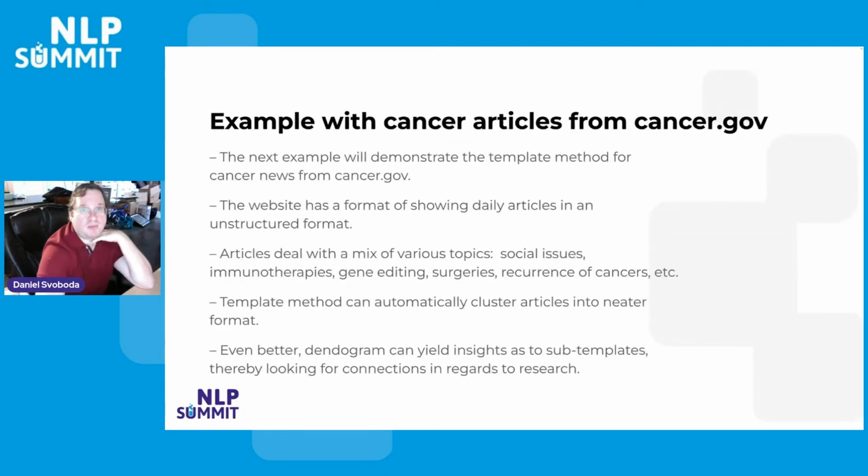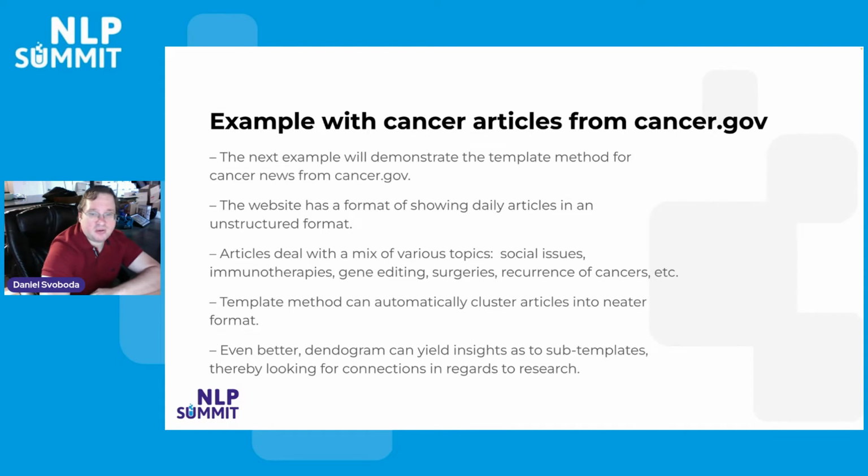So here is something that might be of more interest for researchers, and this is cancer articles from cancer.gov. This also is a website that has daily news articles on the latest research in cancer. These articles tend to come in an unstructured format based more on the time that they were uploaded. These articles deal with a mix of various topics such as social issues, immunotherapies, gene editing, surgeries, recurrence of cancers, etc. This template method can automatically cluster articles into the neater format that I previously demonstrated for CNN.